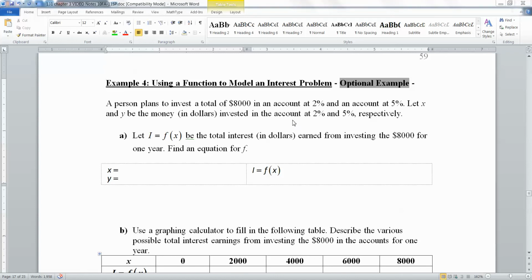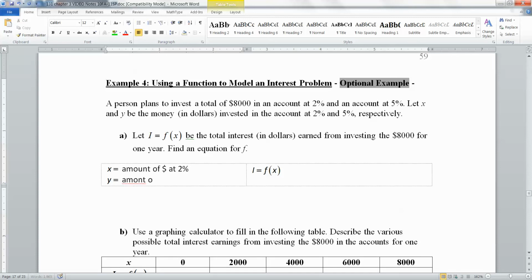Okay, so a whole lot of things going on. First of all, they gave us our variables. That was nice of them. They say x and y are the money invested in an account at 2% and 5% respectively. So that means x is the first one, so that's 2%. So X is the amount of money at 2%, and then Y is the amount of money at 5%.